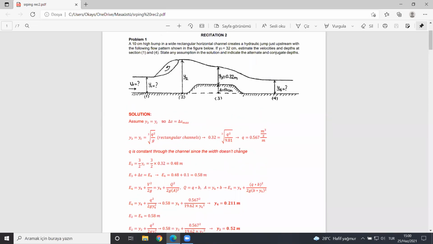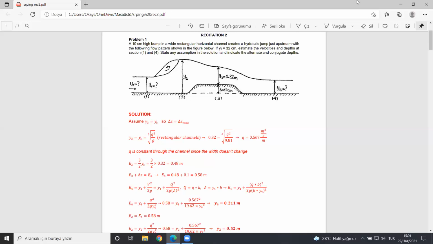Once we calculated this small q, and we know the y critical was 0.32, now we can calculate E3, the energy at section 3. Why? Because, as I said, we assumed y3 is equal to y critical, so critical energy will be equal to energy at section 3. And how do we calculate critical energy? It is 3/2 times y critical. So it will become 3/2 times 0.32, and our energy at section 3 will be equal to 0.48 meters.